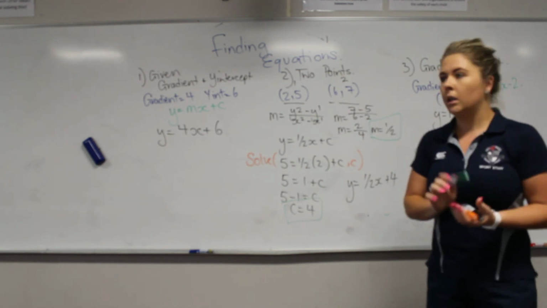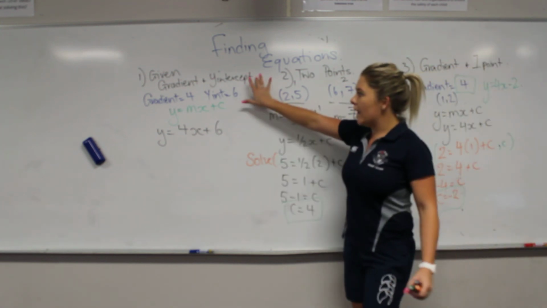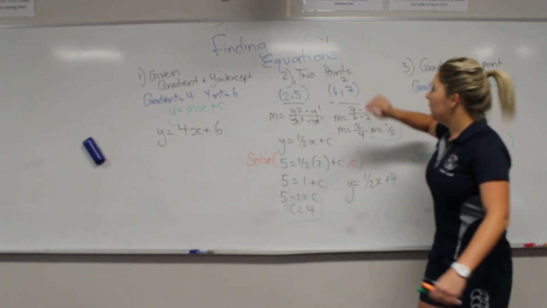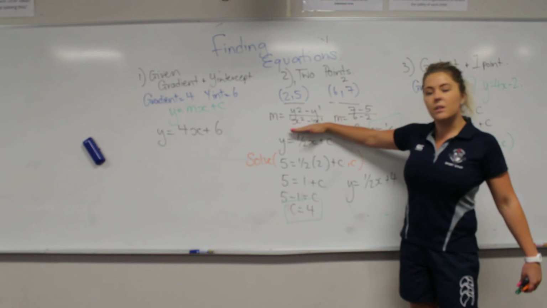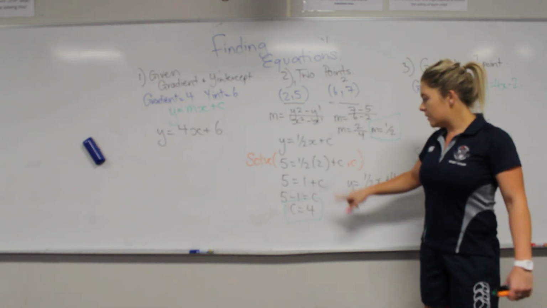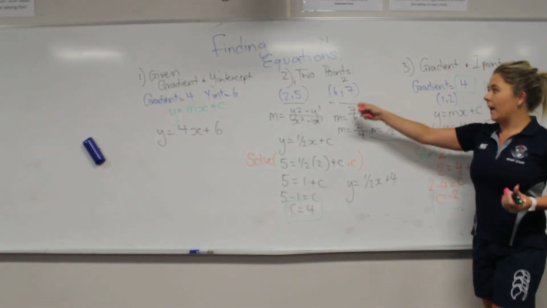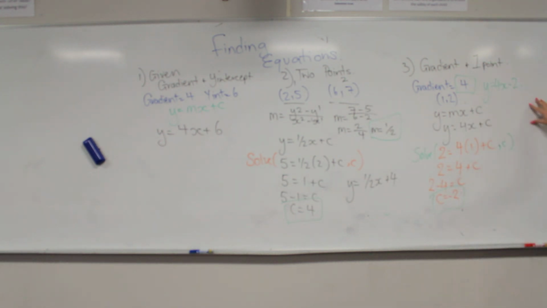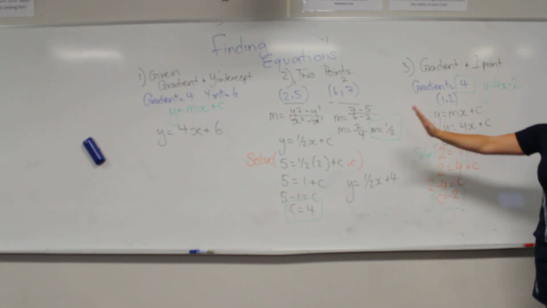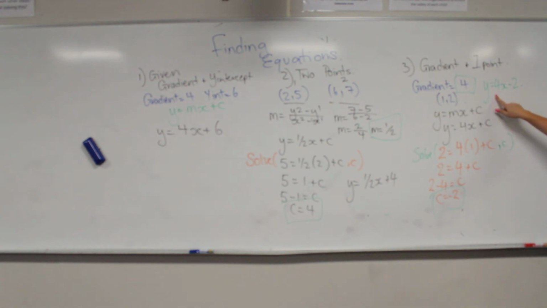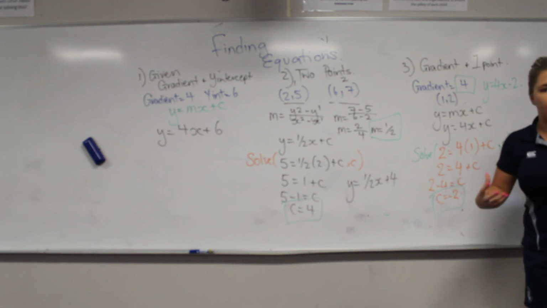There we go. So you can be given the gradient and the y-intercept. You can be given 2 points where you need to find the gradient, substitute it into your equation, find what c is, and then put it back into your form. Or you can be given the gradient and one other point, all 3 of which need to be put into the form of y equals whatever. Alright?